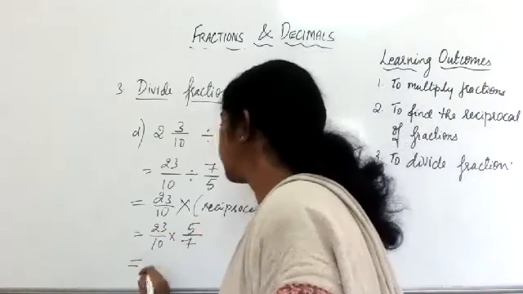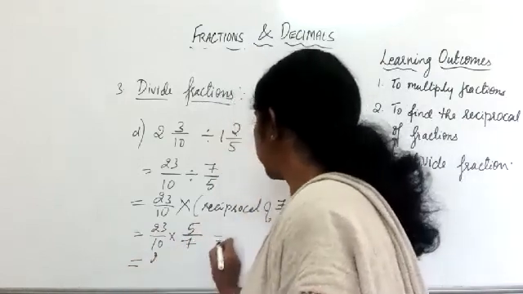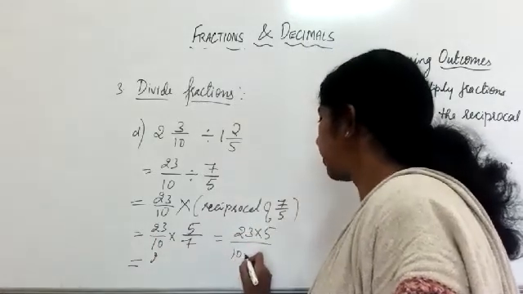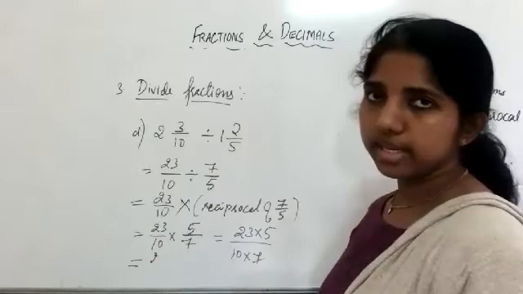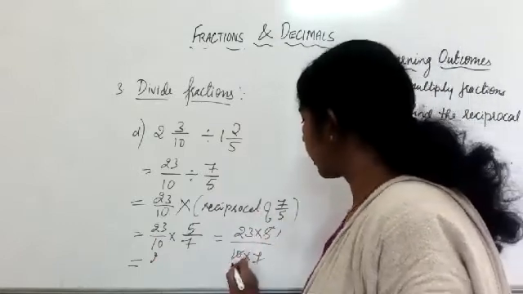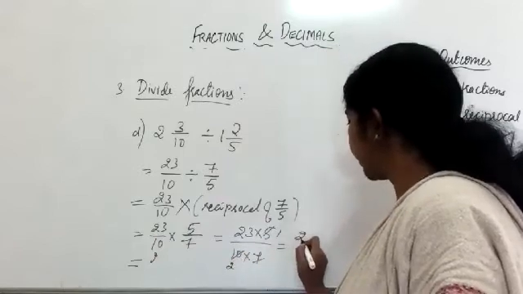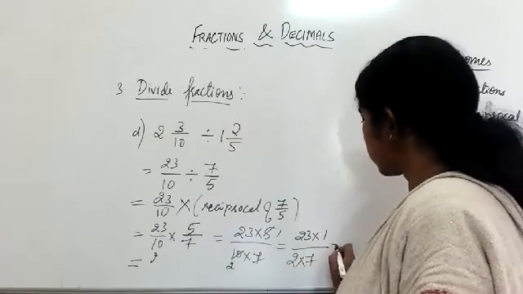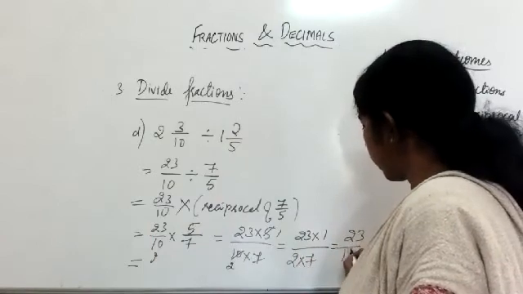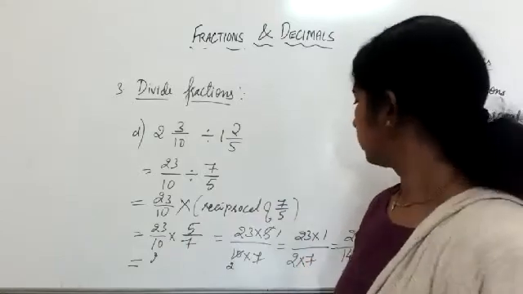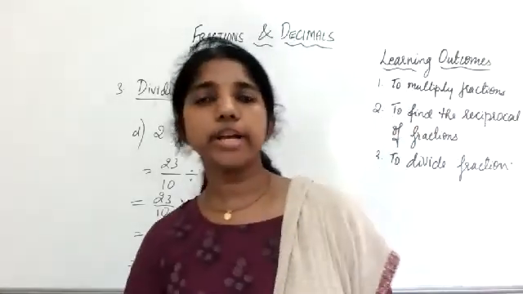So again, I will do numerator by the numerator. 23 into 5 divided by 10 into 7. You can see that there is a common factor between 5 and 10. So 5 ones are 5, 5 twos are 10. So this will be 23 into 1. This will be 2 into 7. So it is 23 divided by 14. So this is how we divide the fractions.